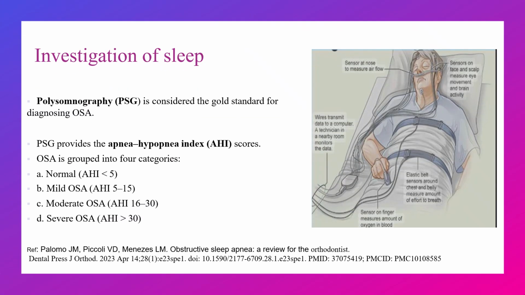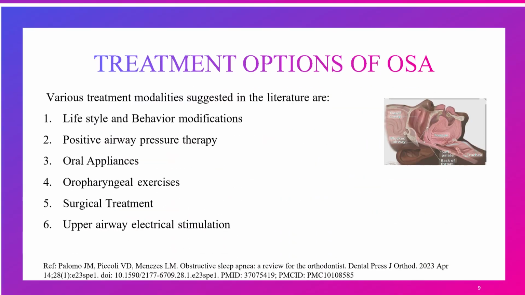The most important investigation, which is considered the gold standard, is polysomnography. If you can see in this figure, there is a sensor at the nose to measure the airflow, and sensors on the face and scalp measure the brain activity. The elastic band around your chest measures the amount of breathing effort, and the sensor on the finger measures the amount of oxygen. So this investigation gives us the apnea hypopnea index score. If it is less than 5, it's normal. 5 to 15, it's mild. 16 to 30, it's moderate, and greater than 30, it's considered severe.